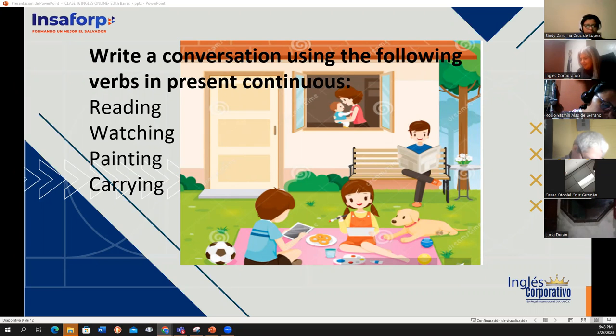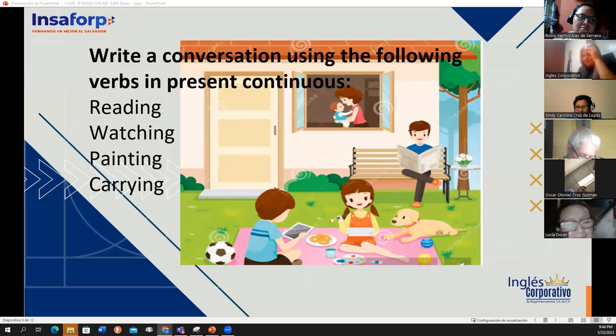Okay, Cindy. I see the paragraph. There is a family in the picture, formed by four people. Two of them are children. The little girl is painting a picture. And the little boy is watching a video in his tablet. They are sitting on the grass. Then there is a dad. He's reading the newspaper. And there is a mom that she's carrying her little baby. And the little baby is smiling because he's with his mom. And the dog is resting on the grass next to the little girl. Wow. Okay, that was excellent. Very good. Thank you so much, Cindy. Okay, I like it.